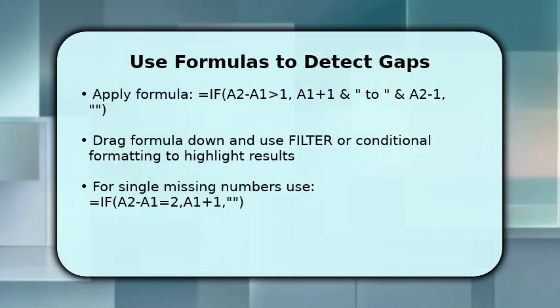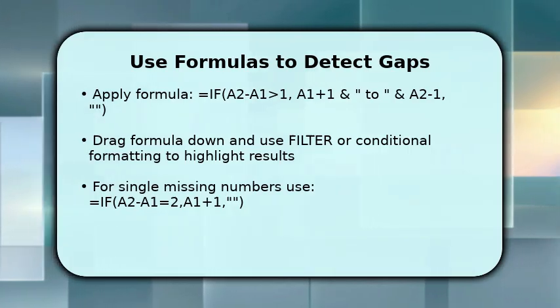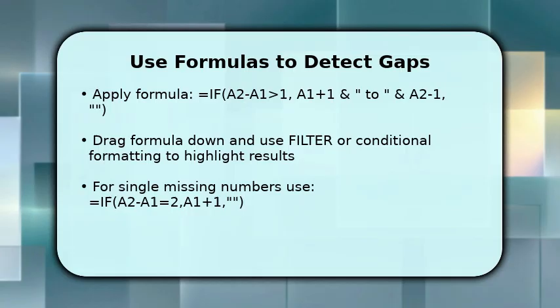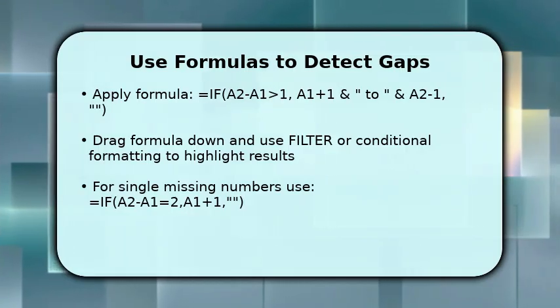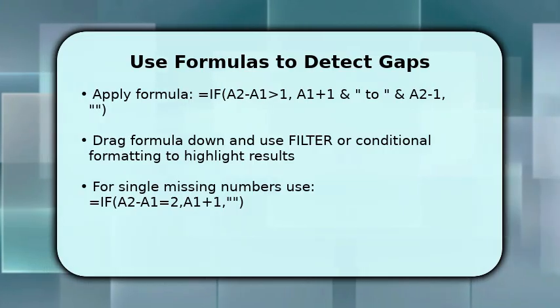Once the column populates, use filter or auto-filter to show only non-blank results. This converts detection into a focused list. Make sure to explain the why. Ranges compress multiple misses and single numbers.